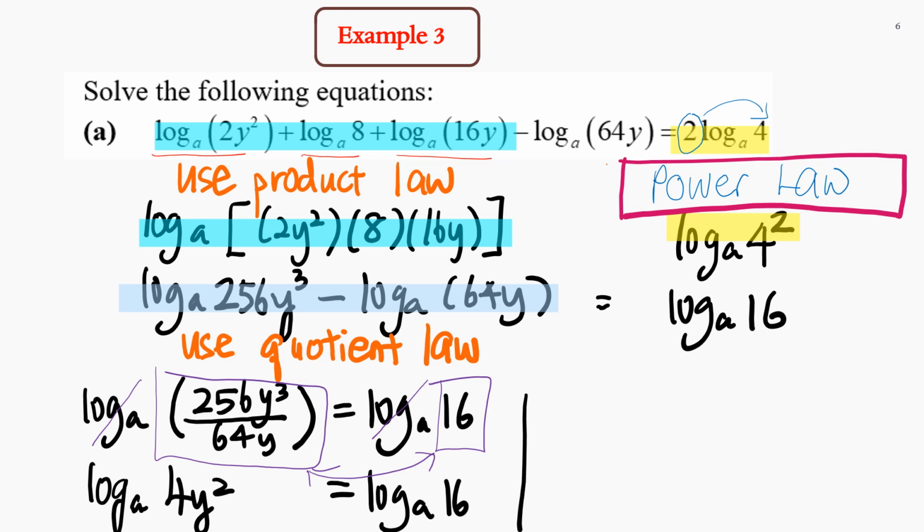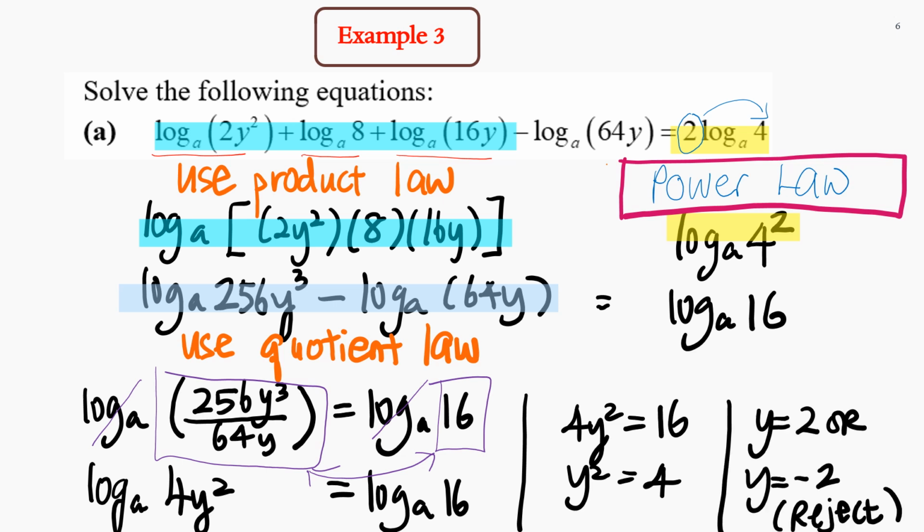All right, so the next thing is 4y squared is equal to 16. y squared is equal to 16 divided by 4, which gives you 4. So your y can be positive 2 or negative 2. Right, so the question I'd like you to ponder on is why is y equals negative 2 being rejected?